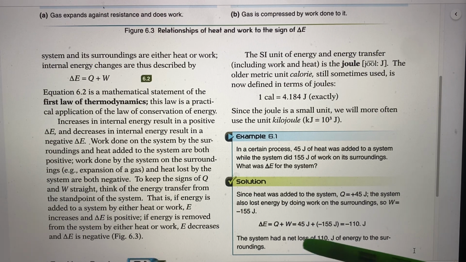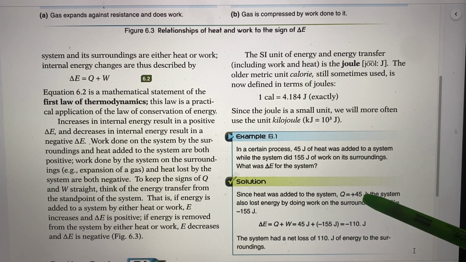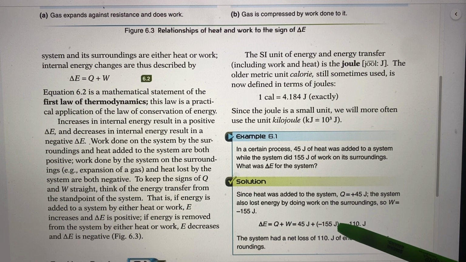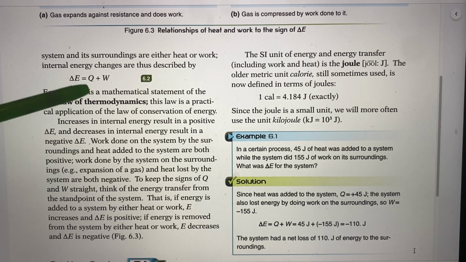And so then we just take this problem here, ΔE equals Q plus W, and we fill in the blanks. What is Q? Q is going to be 45. What is the joules of work that we used? 155. And so now we basically take 45 minus 155 and we get negative 110 joules. So the system had a net loss of 110 joules of energy. Very easy, just using this formula, ΔE equals Q plus W, right?